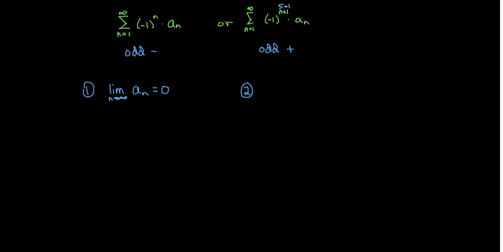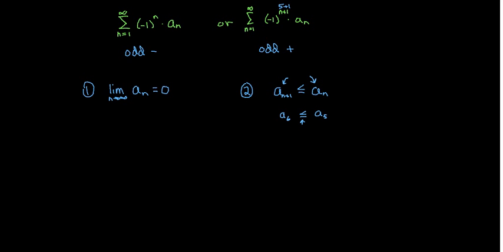The second condition is that a sub n plus 1 has to be less than or equal to a sub n. This is what you usually have to prove. The next term in your series always has to be smaller than the term in front of it. A sub 5 always has to be greater than or equal to a sub 6. So the terms have to be decreasing or equal to in order for this series to converge.